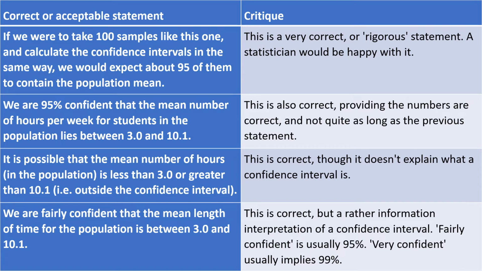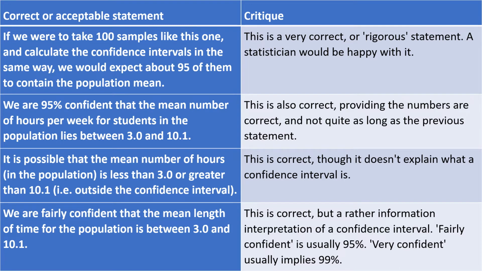But in the table here, you can see correct or acceptable statements. So one of the students said, if we were to take 100 samples like this one and calculate the confidence intervals in the same way, we would expect about 95 of them to contain the population mean.